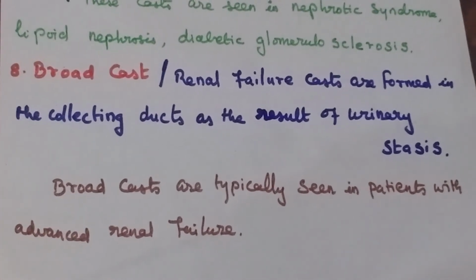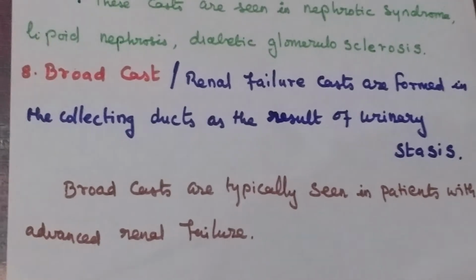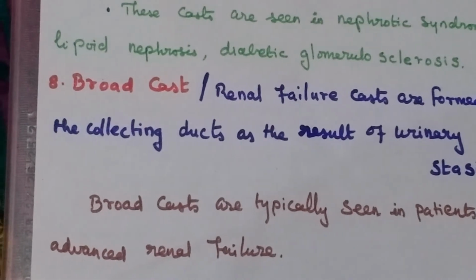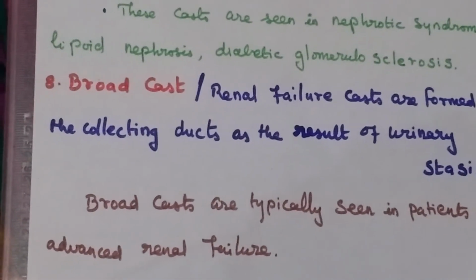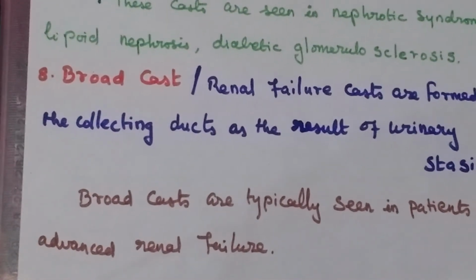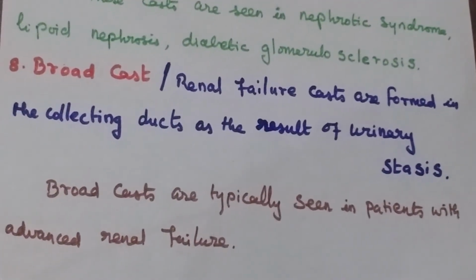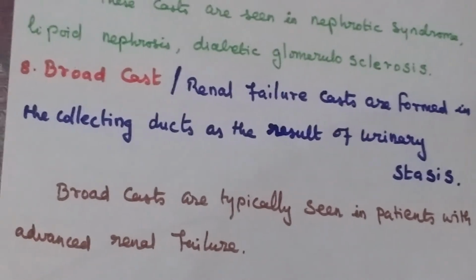This was about casts. In this video, we discussed what renal casts are, how they form, and their types: hyaline, cellular, granular, waxy, and fatty casts.